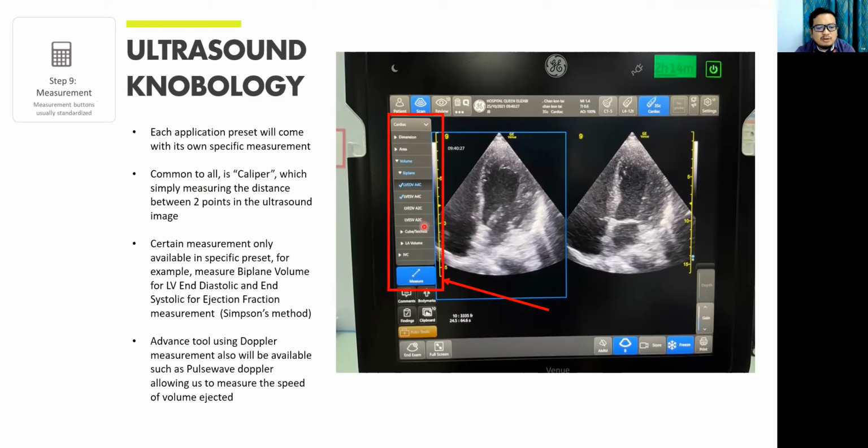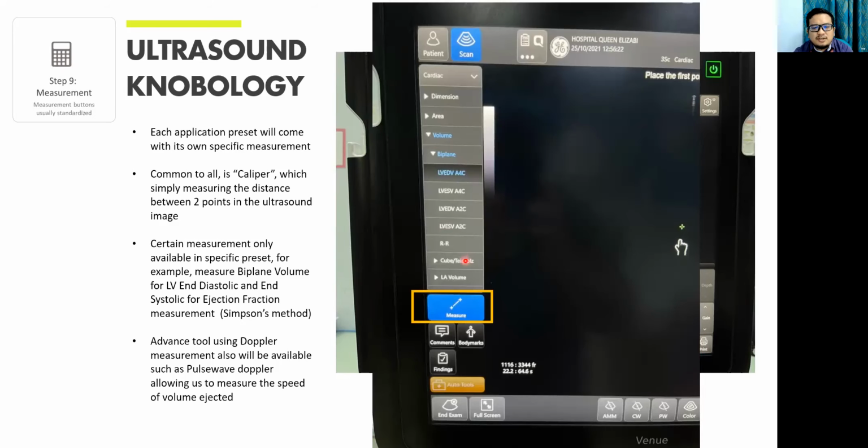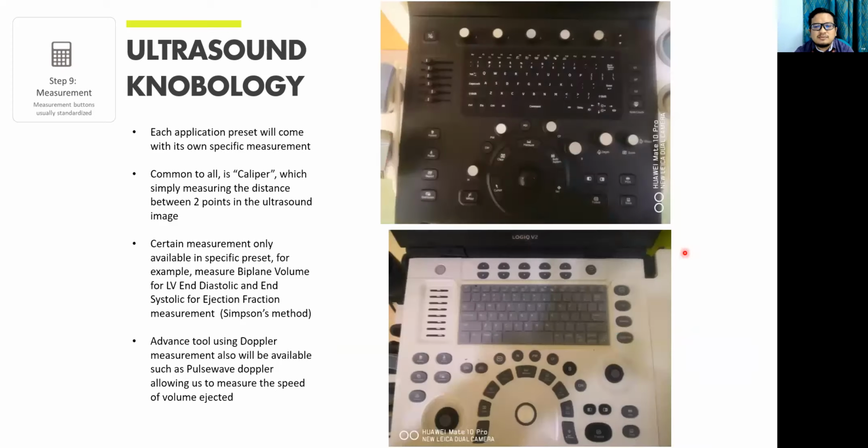Advanced tools using Doppler measurement will also be available, such as pulse wave Doppler, allowing us to measure the speed of volume ejected, or maybe during measurement of cardiac output. As you can see here, press measure and the menu will come up. And then for venue ultrasound, you can use this to click, release and click for the measurement. So for a basic laptop-based ultrasound like this, you can press measure, use the mouse to roll over the screen, and then you can press set.